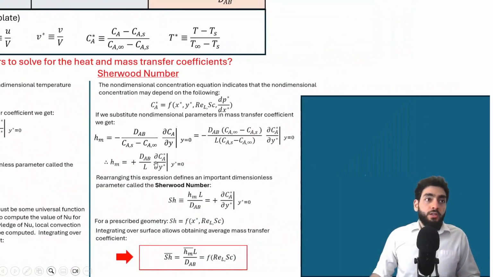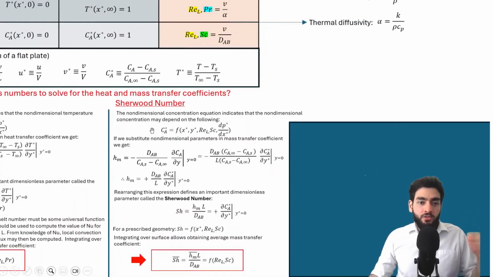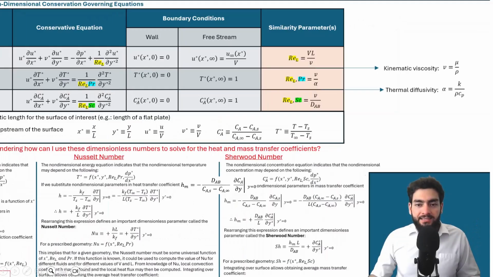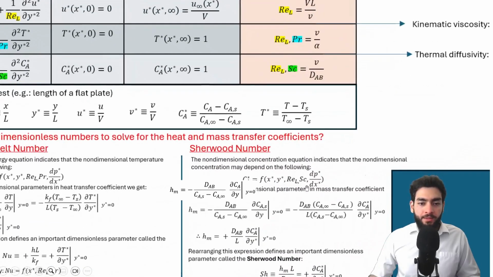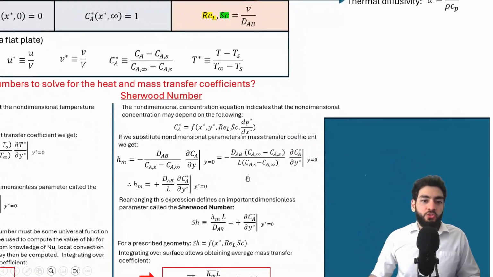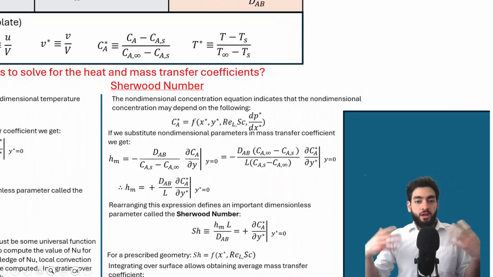So for the Sherwood number, it is derived in essentially the same way. We look at the non-dimensional concentration equation, which indicates that the non-dimensional concentration may depend on the following parameters: the x-axis, the y-axis, the Reynolds number, and instead of the Prandtl number, the Schmidt number, and the pressure drop. And we substitute the non-dimensional parameters into the mass transfer coefficient, the one we derived together.